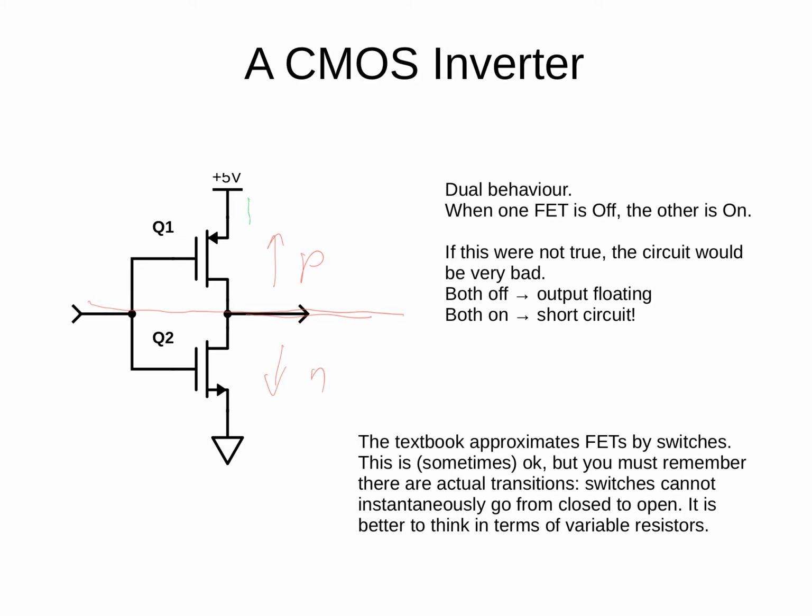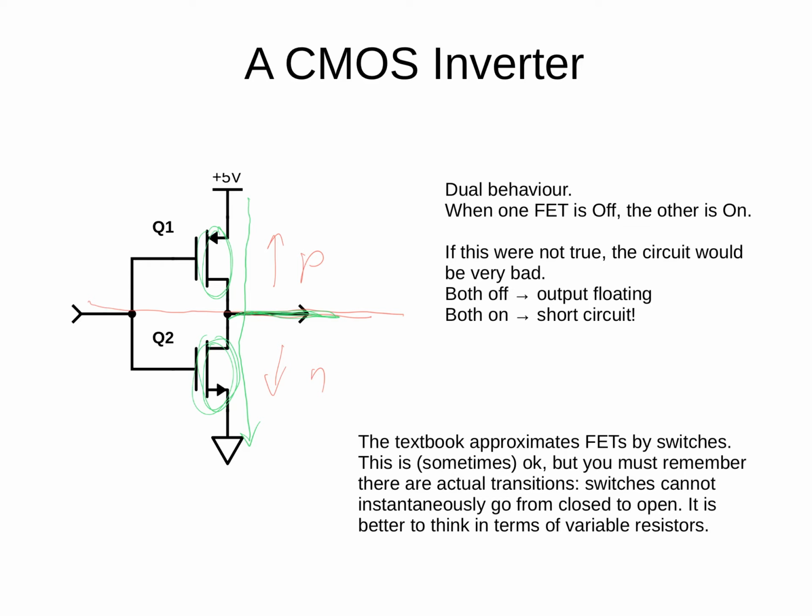Notice we have 5 volts going through one channel, going through another channel to ground. If both these channels are open, then we're going to get 5 volts connected directly to ground, and that's very bad, a short circuit. Almost as bad is if both these gates are off. If this channel is closed and this channel is closed, while there's no short circuit, it means that this output here is floating. It's connected to essentially nothing.